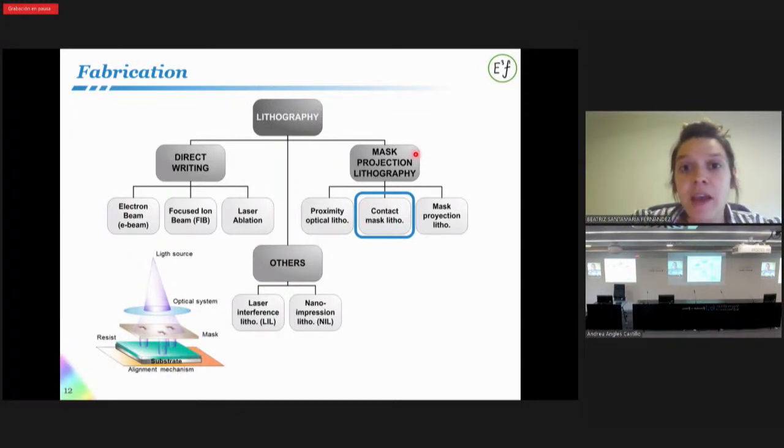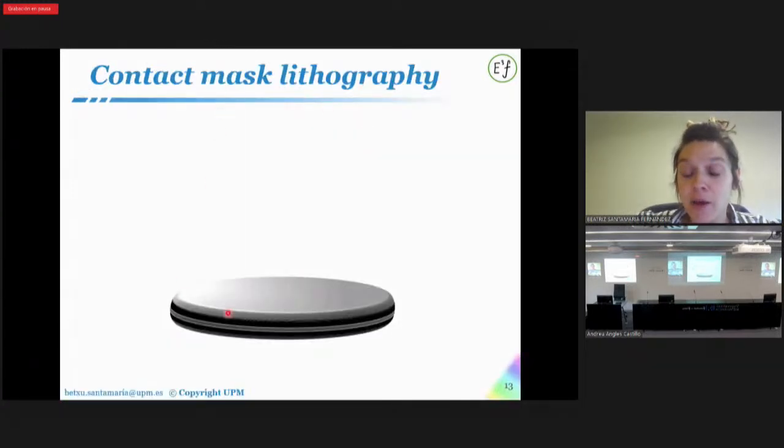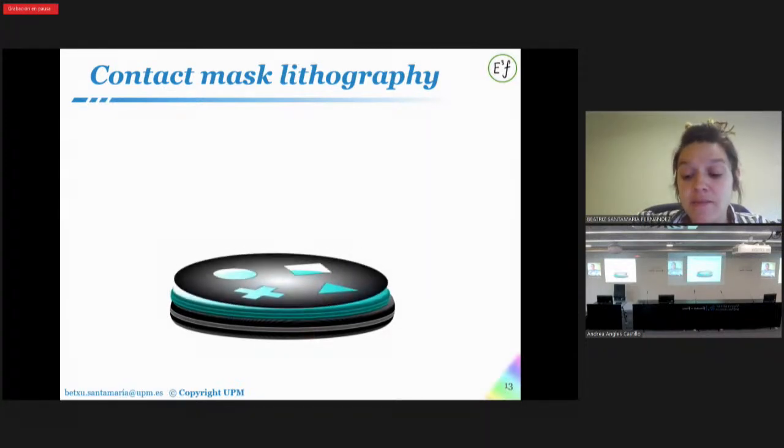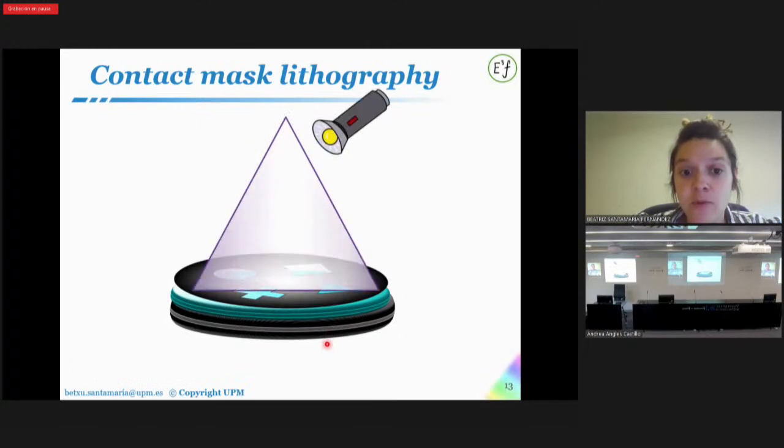This technique, I don't know if some of you know it or not, is based on a wafer level. We perform it at wafer level so we can fabricate several biosensors in only one step. We put a photosensitive resist and a mask. This photosensitive resist is sensitive only to a certain wavelength that we use to expose this resist only in the parts that the mask shows the light.